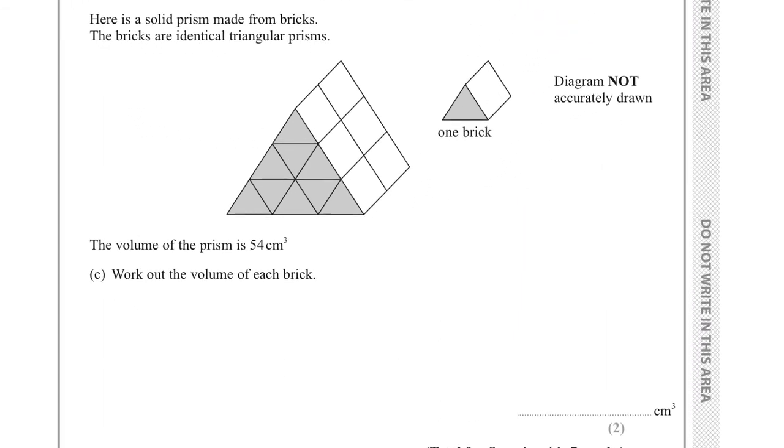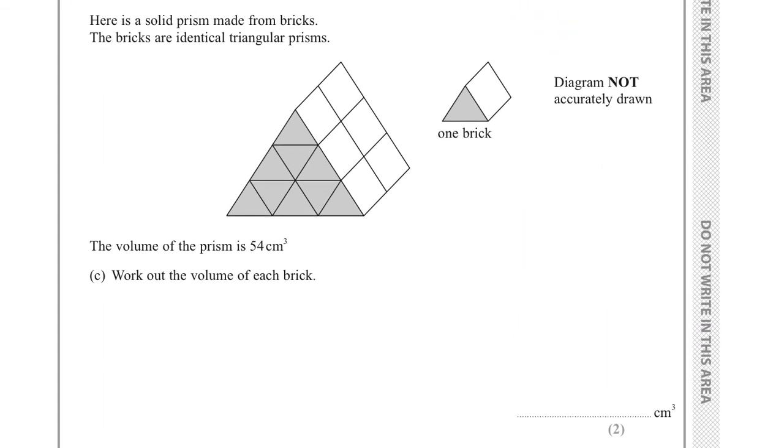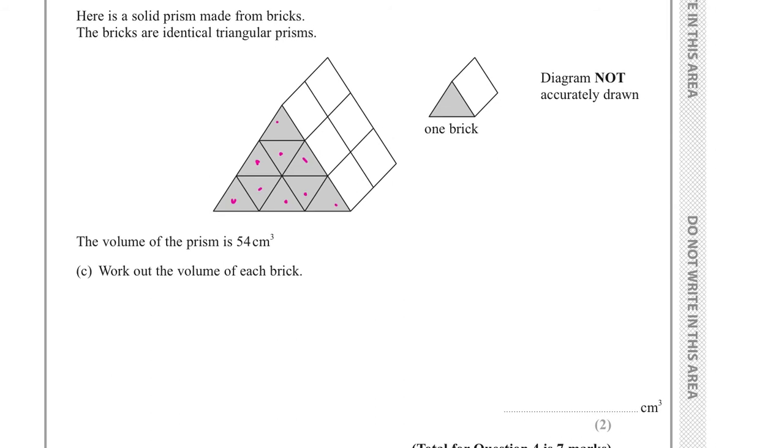Okay, here we go. Here is a solid prism made from bricks. The bricks are identical triangular prisms. The volume is 54 centimetres cubed. Work out the volume of each brick. How many bricks has it taken to make this shape? Now, looking at this, we can see the front and the side. So, 1, 2, 3, 4, 5, 6, 7, 8, 9. So, obviously, it takes 9 for this.